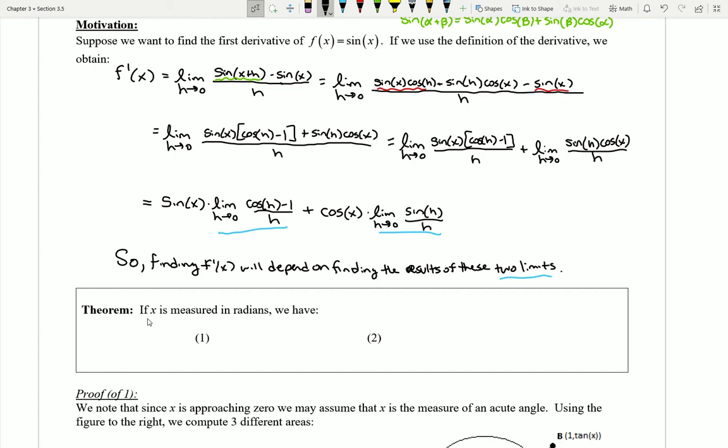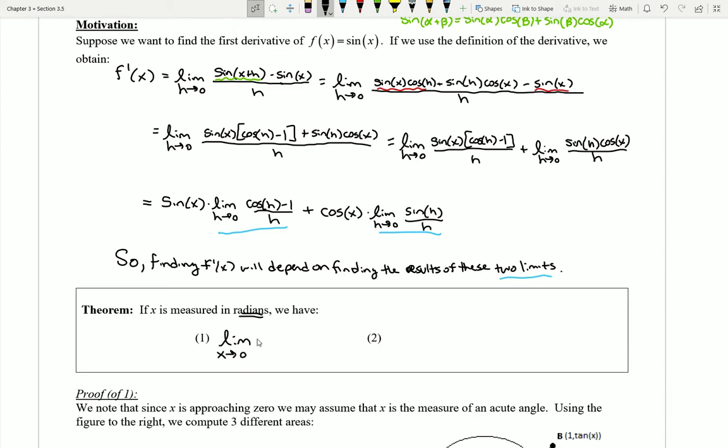Notice, though, that this theorem is going to have the important starting if condition that the angle x that we're going to be using here needs to be measured in radians. If it's not measured in radians, then these limits that I'm about to write are no longer going to be valid. So here is my first limit.